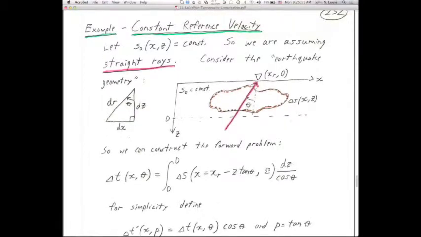Okay, so here's a real nice quick little example which directly uses the slant stack and the Radon transform. So let's allow the background slowness to be constant, which means we're assuming straight rays. Okay, and we can do convenient things like the slant stack. Here's the earthquake tomography geometry, kind of the mantle tomography geometry.